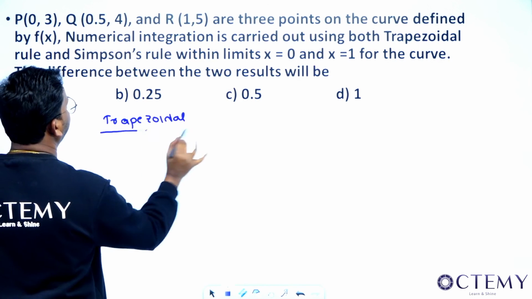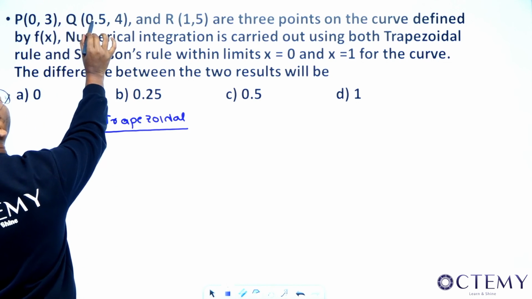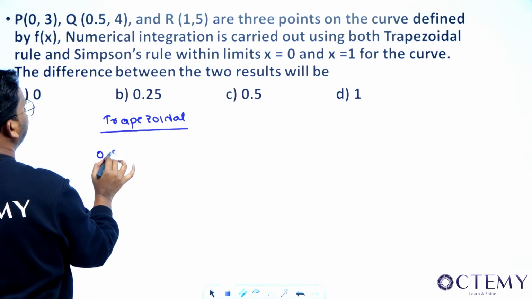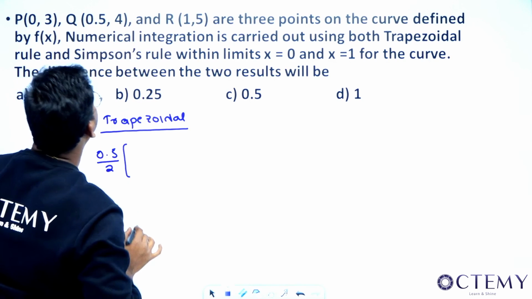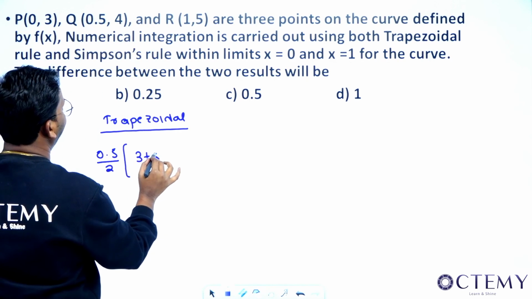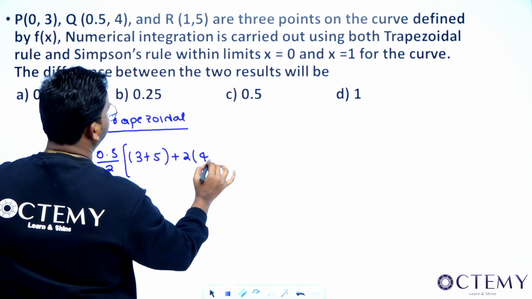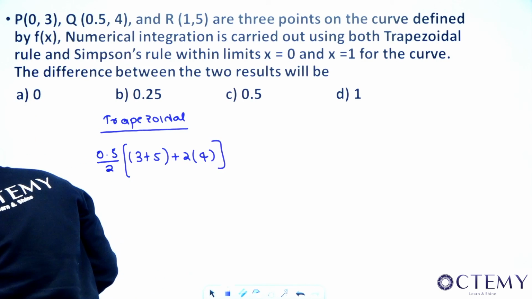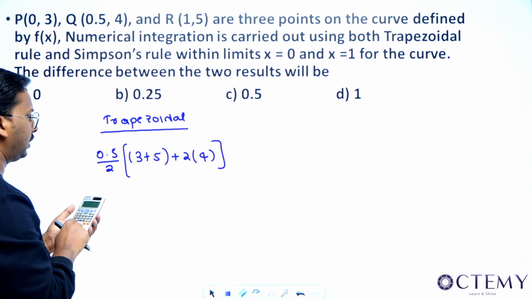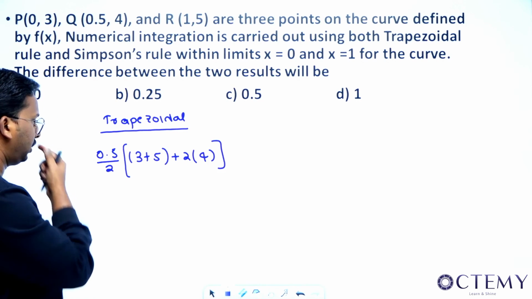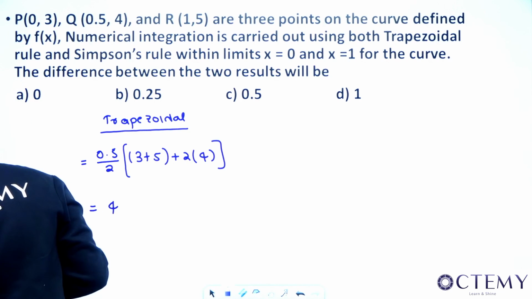If you are finding it using trapezoidal, what is the h value? h is the spacing of x, which is 0.5. So 0.5 divided by 2, and this will be 3 plus 5, plus 2 times the middle value, that is 4. If we open this up, what are we going to get? We are going to get 8 plus 8, 16. 16 by 4, you are going to get 4.